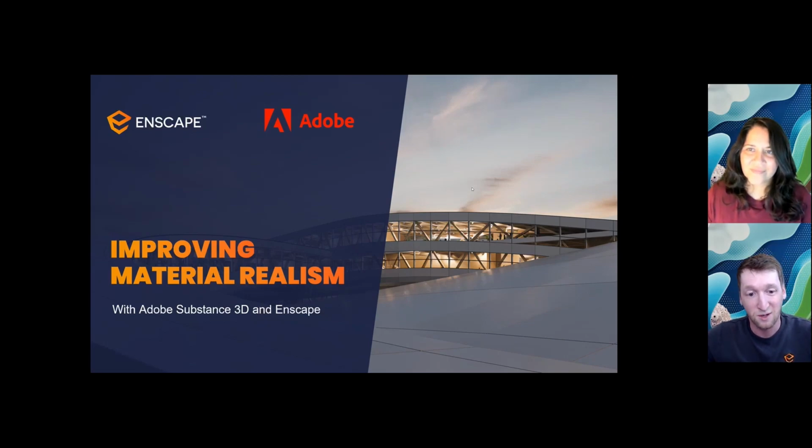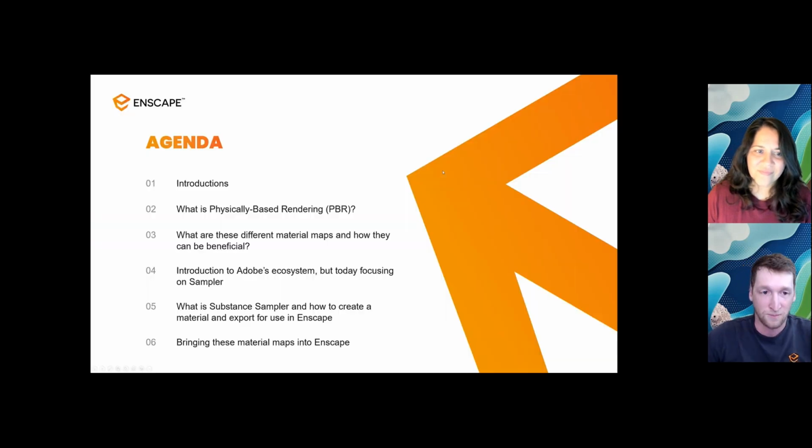So we're going to be talking about improving our material realism with Adobe Substance 3D and Enscape. So kind of the agenda for today: we're going to do some introductions, and we're going to talk about what physically based rendering, PBR, is, and what these different material maps are and how they can be really beneficial for us in helping improve our renderings here.